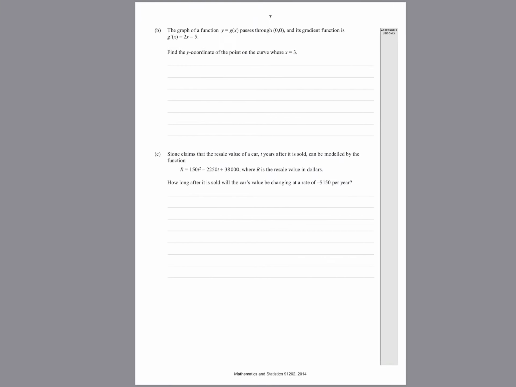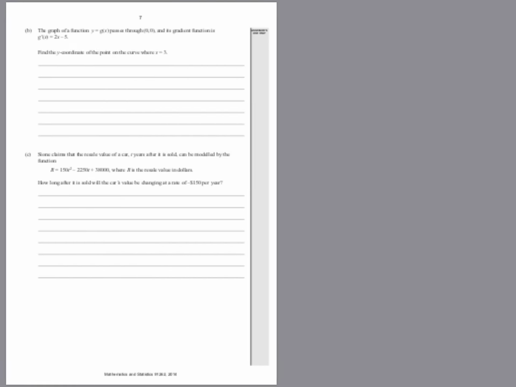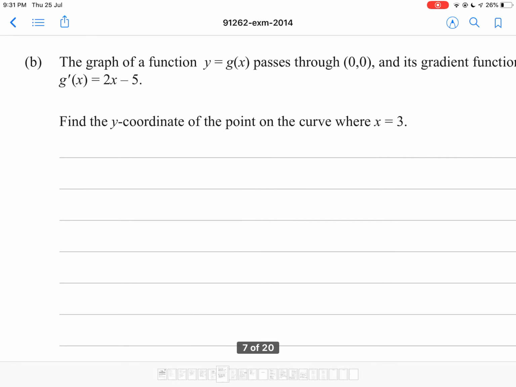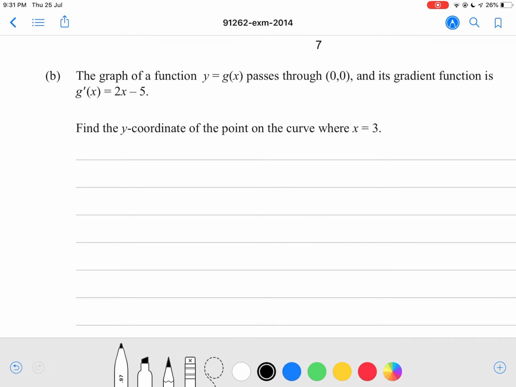Alright, the graph of the function y equals g of x passes through (0, 0), and its gradient function is g dash of x equals 2x minus 5. Find the y coordinate of the point where x equals 3. So, g of x passes through (0, 0), and its gradient function is 2x minus 5. So we need to go back to the function, so we need to integrate.